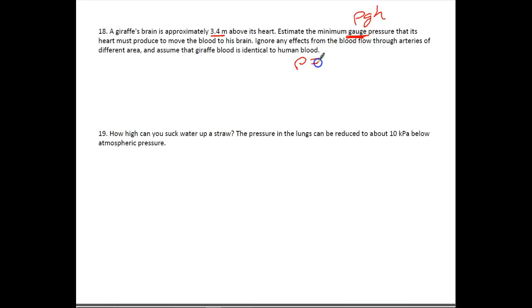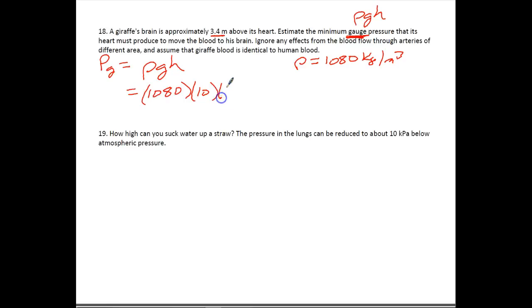So the density here of the blood is going to be about 1,080 kilograms per cubic meter. So gauge pressure, PG, is equal to rho times g times h, or you could do d for depth, but here we're going to do height since it's a giraffe. Density of blood is about 1,080, gravity here is 10, and then it's 3.4 meters above its heart. So when we're done, we have 36,720 pascals.